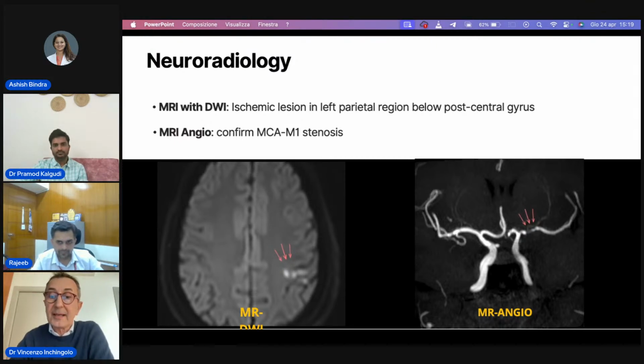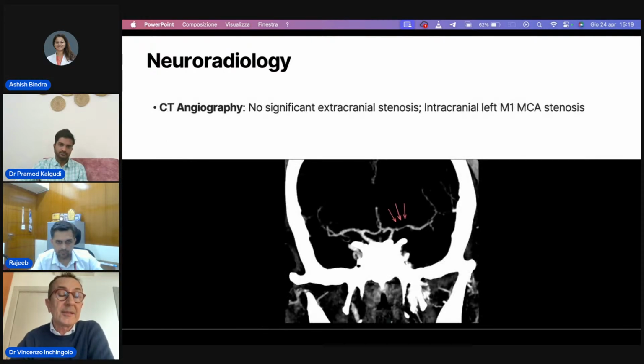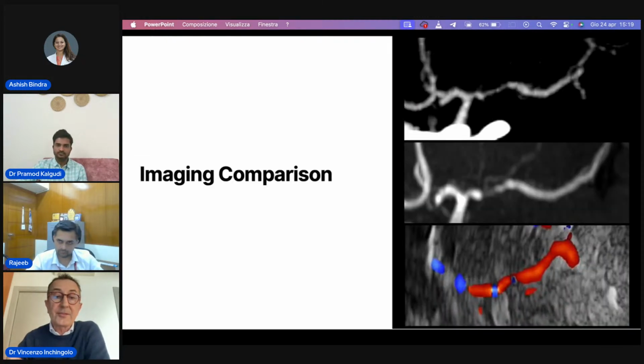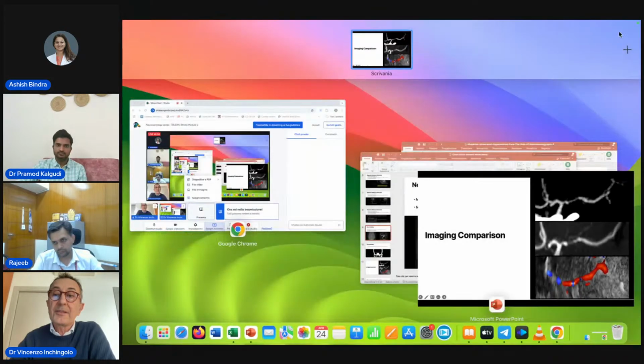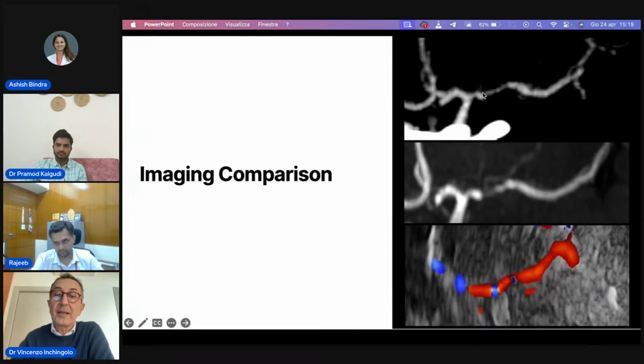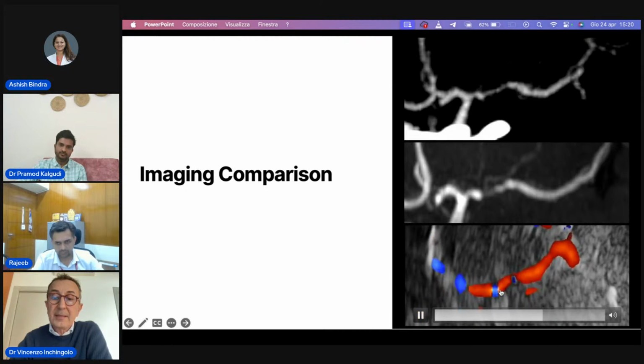And this was the pattern on the right side of MR angio, and this is CT angiography with the same pattern, with the intracranial left MCA M1 stenosis. And this is the imaging comparison with, as you can see here, the stenosis in the CT angio scan, and this is the MR angio, and this is the pattern in TCCD.